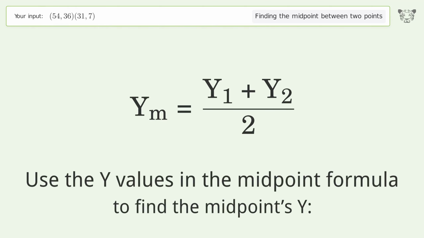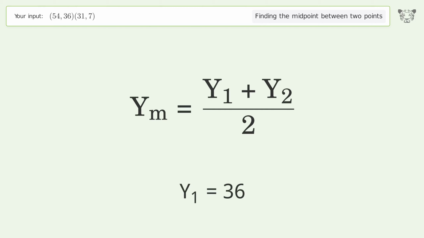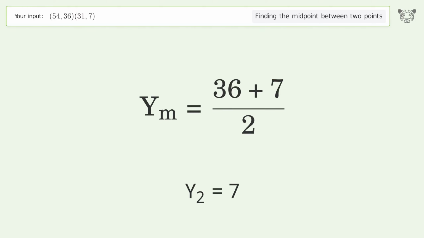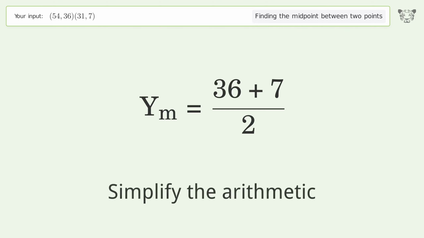Use the y values in the midpoint formula to find the midpoints y. y1 equals 36. y2 equals 7. Simplify the arithmetic.